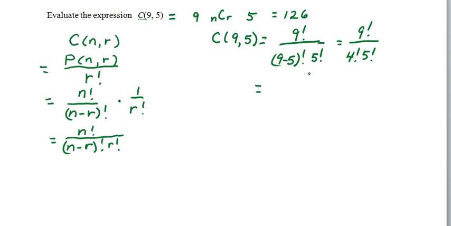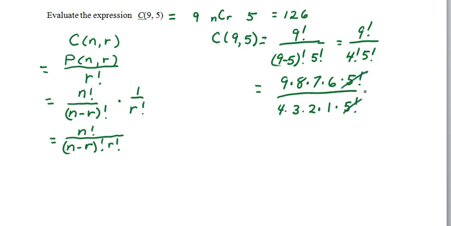We can expand that 9 factorial to 9 times 8 times 7 times 6 times 5 factorial, and the 4 factorial into 4 times 3 times 2 times 1 times 5 factorial. The 5 factorials cancel. The 4 divides into the 8 twice. 3 times 2 is 6, so it divides into the 6 once. So we have 9 times 2 times 7, 9 times 14. 9 times 4 is 36, 9 times 1 is 9, add 3 is 12, so 126.